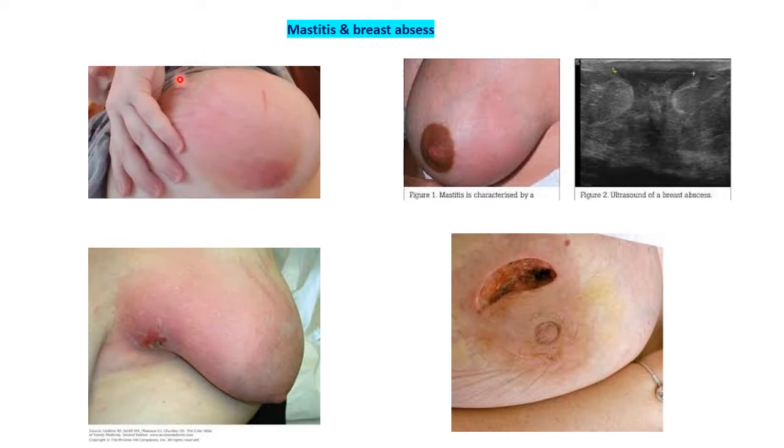Okay, this is a picture of diffuse mastitis with probably an abscess forming here. Another one here, diffuse mastitis with the abscess here. Here again, diffuse mastitis with the abscess beginning to form. And this is after doing an I&D, or incision and drainage, of the abscess.